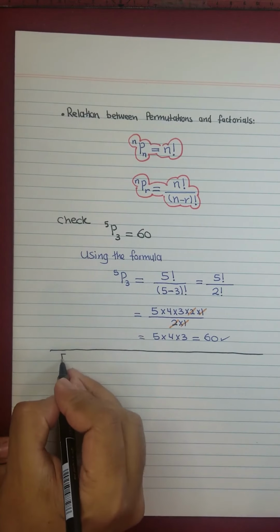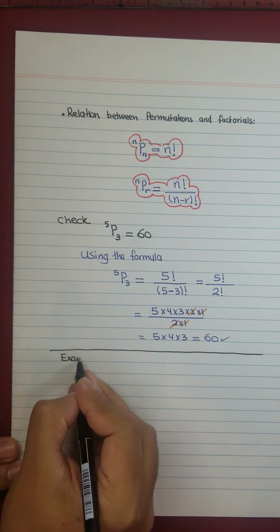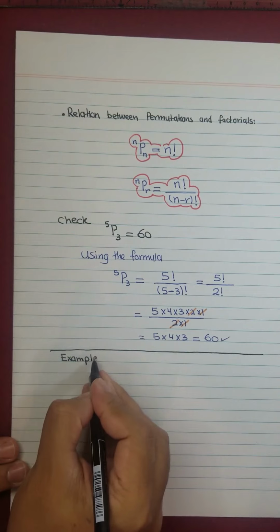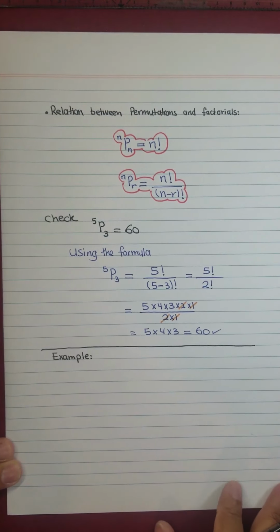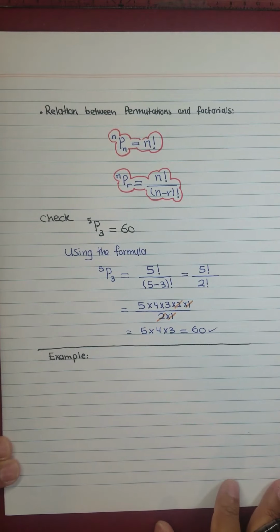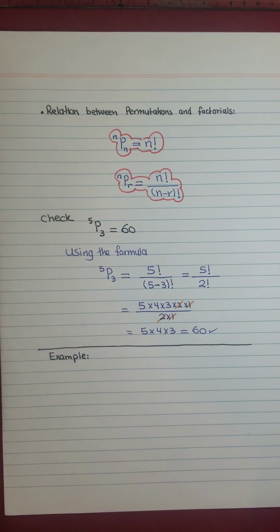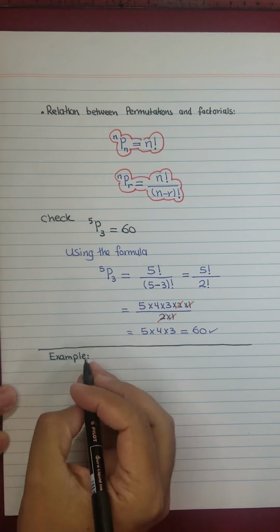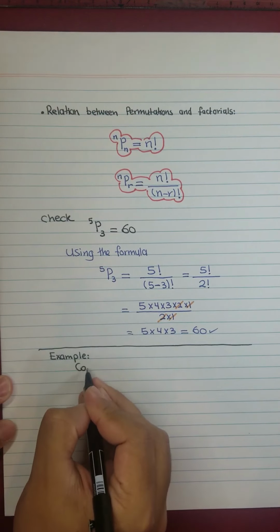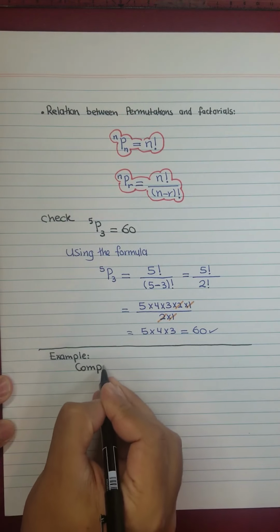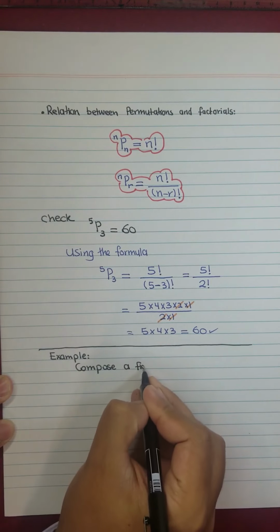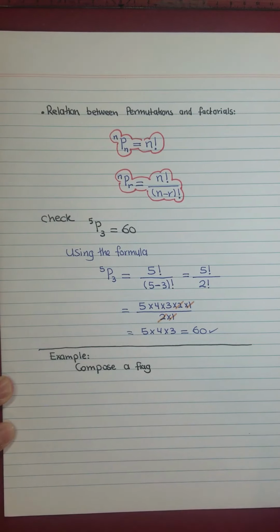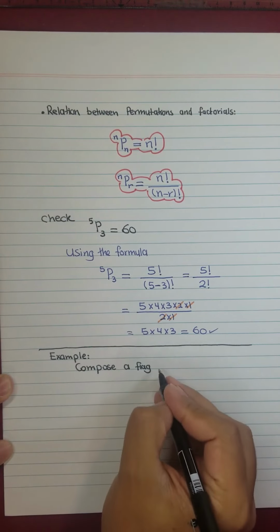So let's say that we have this example. You don't have to write everything I write on the paper in your copybooks, but I will always draw your attention whenever there is something that needs to be written in your copybook. So for example, say that we want to compose a flag, okay? A flag like the Yemeni flag.